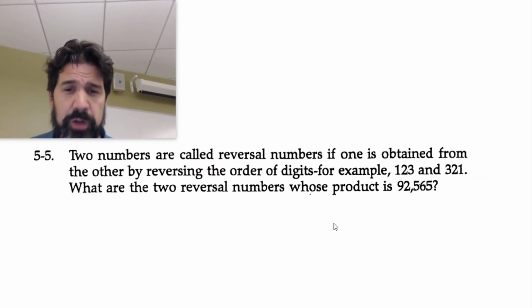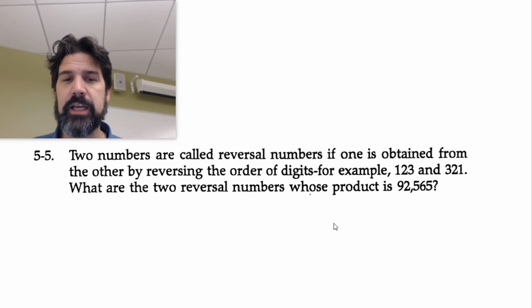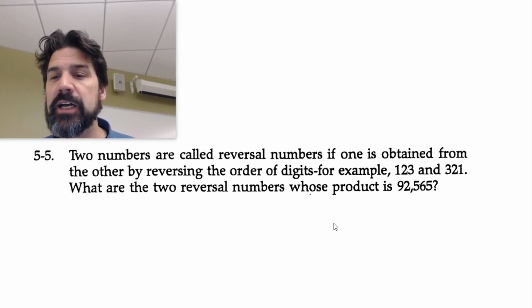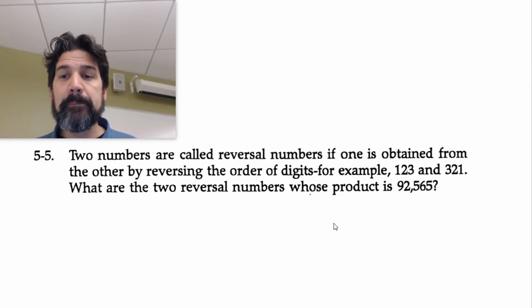On number 5, two numbers are called reverse numbers if one is obtained from the other by reversing the order of the digits, like 1, 2, 3, and 3, 2, 1. What are the two reversal numbers whose product is 92,565? So I'm going to take these two numbers, multiply them together, and get that.